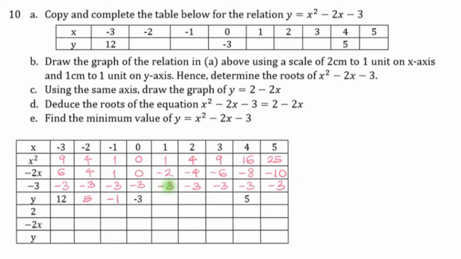1 minus 2 minus 3 is 1 minus 5, and that is minus 4, okay? 4 minus 4 is 0, 0 minus 3 is minus 3, 9 minus 6 is 3, 3 minus 3, that will be 0, 16 and minus 8 minus 3, okay? Minus 8 and minus 3 will constitute minus 11, 16 minus 11 is 5, which is confirming that we're on track. Then we have minus 10 and minus 3 is minus 13, 25 minus 13 is 12.